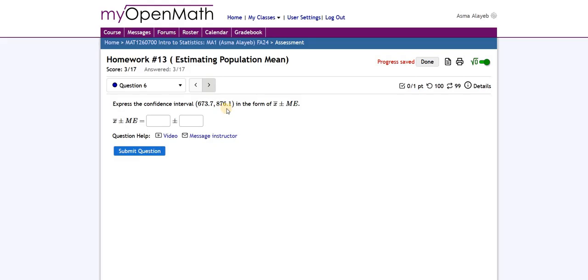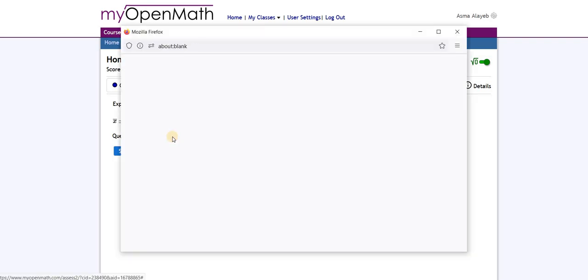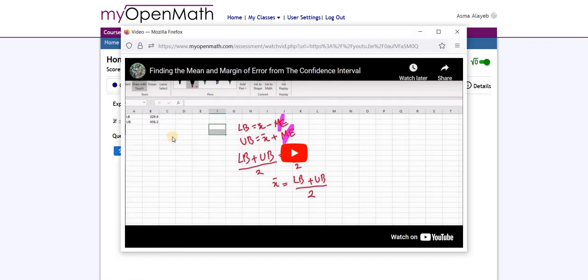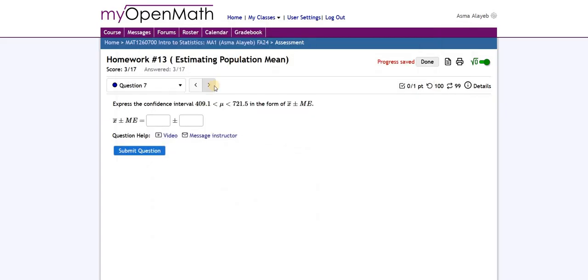Question number 6, they gave you the upper bound and the lower bound, and they want you to figure out the mean and the margin of error. This video shows you how to do it step by step, so follow the video. There isn't a way to do it on the stats calculator website, so this is a question that you need to do manually. Similar with the next question, they give you the upper bound and lower bound, and they want you to write it in the form of x bar plus or minus margin of error.